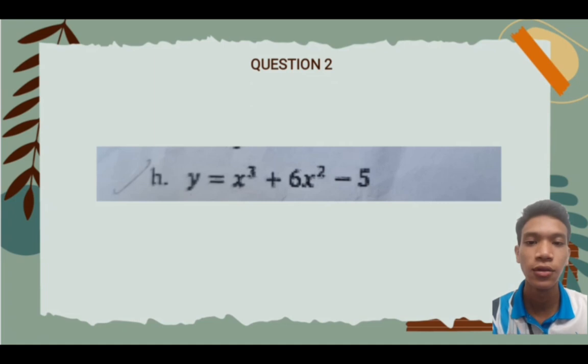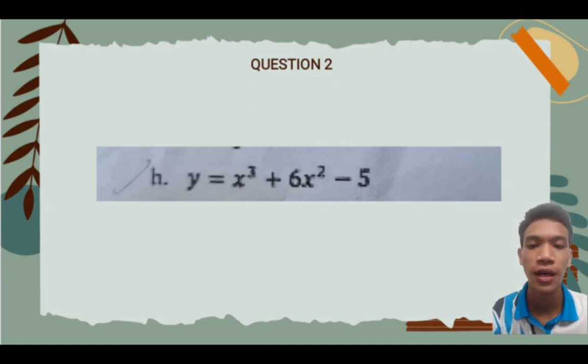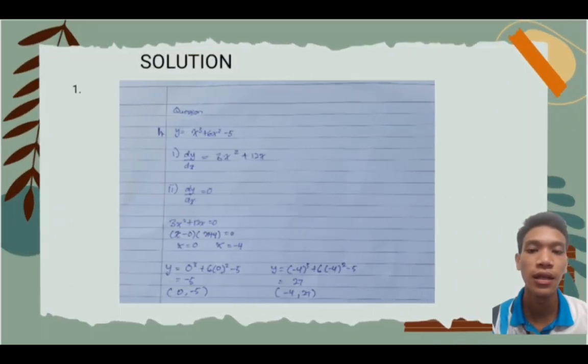Question 3, two coordinates. Question 4. The x-intercept: x cubed plus 6x squared minus 5 equals 0. In bracket x minus 0.85, in bracket x plus 5.85, and in bracket x plus 1 equals 0. And we will get x equals 0.85, x equals negative 5.85 and x equals negative 1.